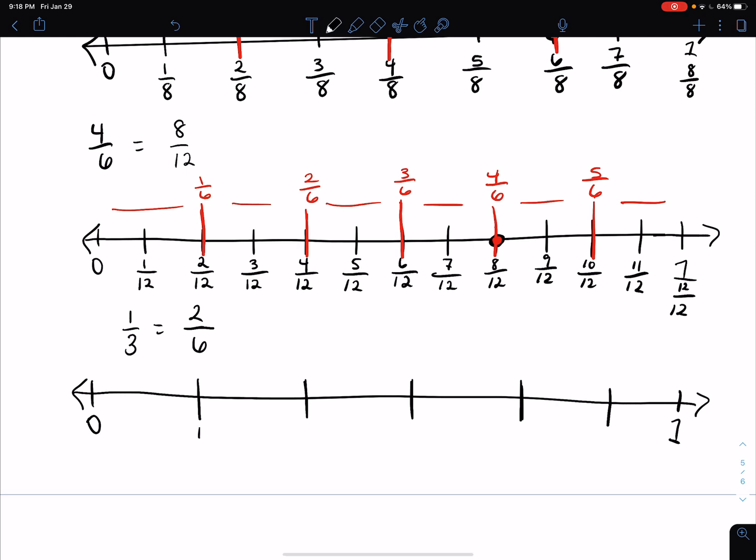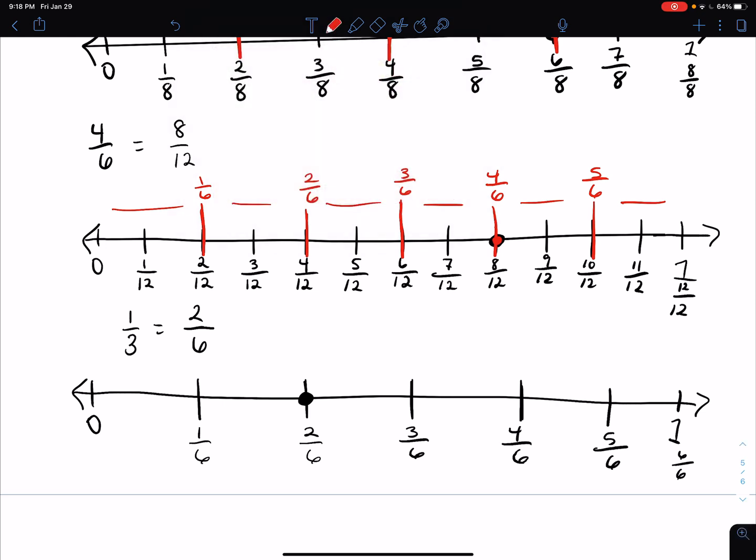So I notice about my number line, I have 1, 2, 3, 4, 5, 6 spaces. So I'm just going to go ahead and label those. 1 6, 2 6, 3 6, 4 6, 5 6, and then again 6 over 6. I'm going to plot this 2 6 so I see it and I know where it is.